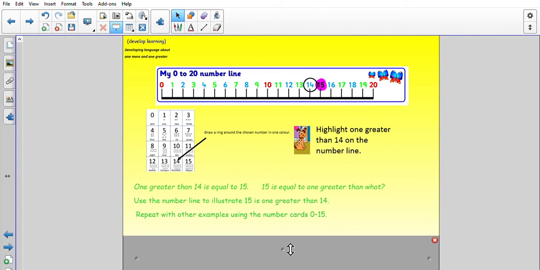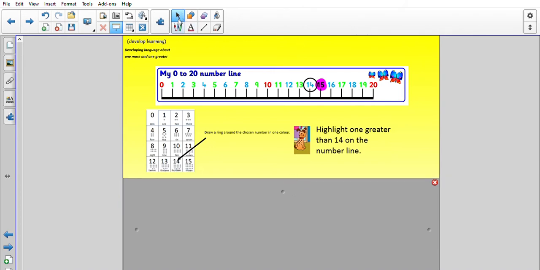Should we try another one? What one should we try? Let me move my 14. Where should we go? Should we go to number 7? So we're going to find number 7 on our number line. Here it is. I found it. Number 7. So what's 1 greater than 7? Well done. 8 is 1 greater than 7.